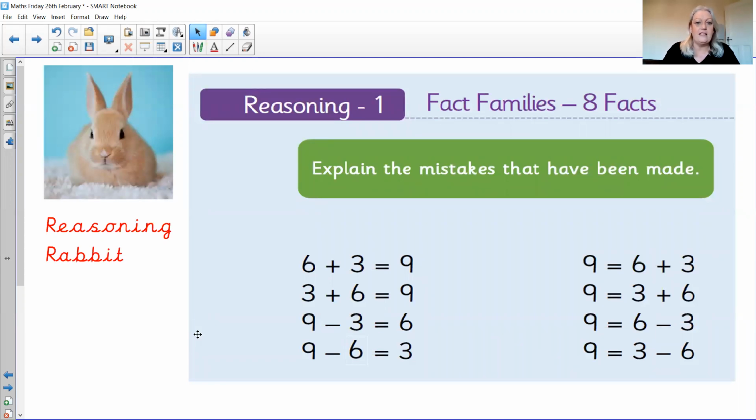Okay, so our reasoning rabbit. I want you to explain what mistakes have been made in this fact family. So there are 8 facts. Well done, the person who made these 8 facts. But there's some mistakes that have been made. Can you spot them and tell your grown-up what the mistakes are? And do you know how to put the mistakes right? Pause the video and talk to your grown-up about this.